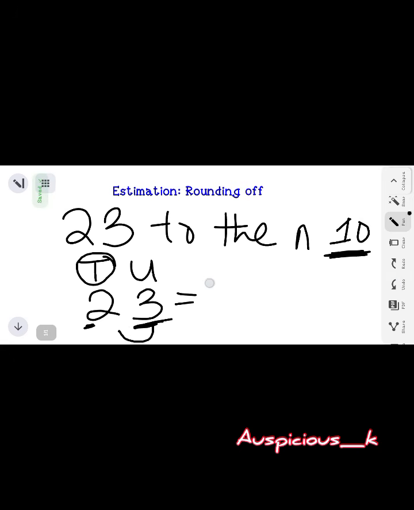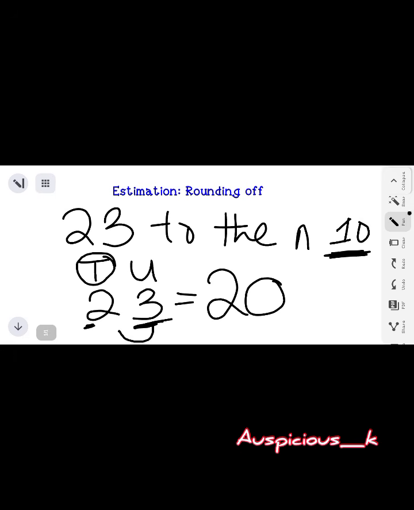So here we're going to write our 2. And whenever you write a number, you can't just leave it like that. Every other thing turns to 0 from behind it. So we're going to write 0. So that was how 23 turned to 20 when you're rounding off. Hope you understand. Let us check how 27 turned to 30.